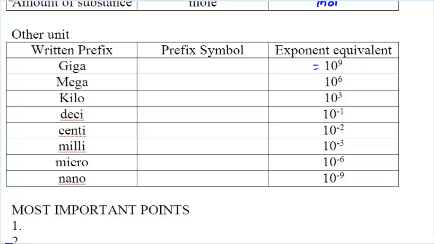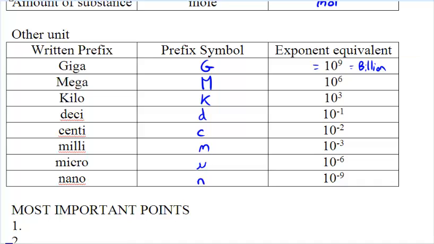So giga, which is a capital G, is times 10 to the ninth, which basically means a billion. Mega is a capital M. Kilo, deci, centi, milli, micro, which is this kind of U-looking shape. You might have seen it in physics before, coefficient of friction. And these are all the necessary exponent equivalents. So you might want to pause that just to get that part down.